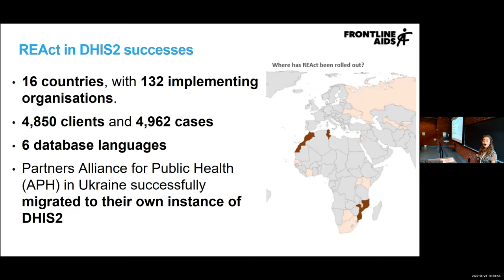What we've done with it so far, since it's been on DHIS2 since 2019, there's some stats here I'll let you read through later, but I'm going to go straight down to this bottom one, which is our partners, Alliance for Public Health, APH in Ukraine, have successfully migrated to their own instance of DHIS2. And that's what we want to talk about today, the sustainability of the model and of the program, and how we can go from an organization being in our instance of DHIS2 to then owning their own.